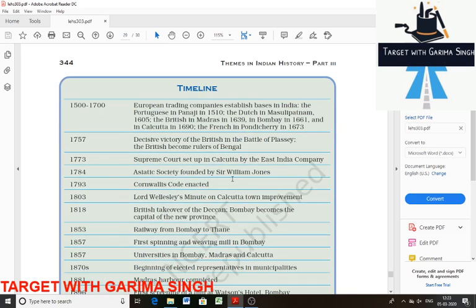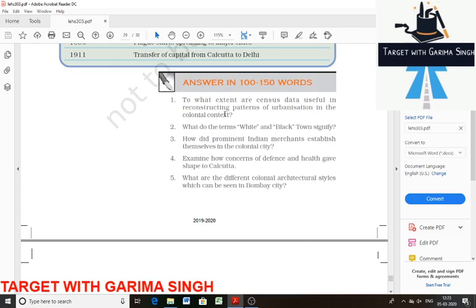This is the timeline, you can go through it to know the chapter in a crux form, like in which period what happened. So let's move on to the first question. To what extent are census data useful in reconstructing patterns of urbanization in the colonial context?